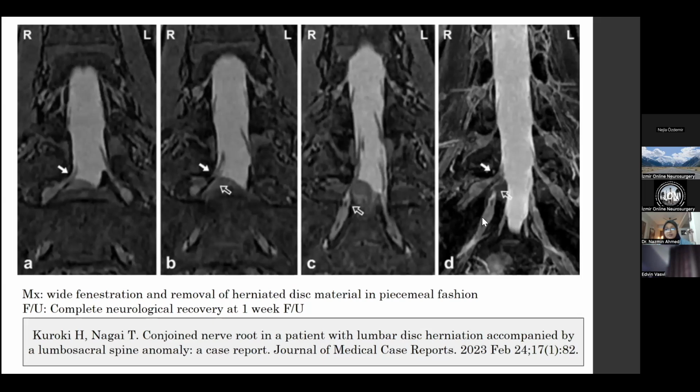So in the MR neurography, on the right side, 2 separate nerve roots are clearly evident here. The authors went for wide fenestration and removal of the small associated herniated disc in piecemeal fashion, and the patient achieved complete neurological recovery at 1 week follow-up.